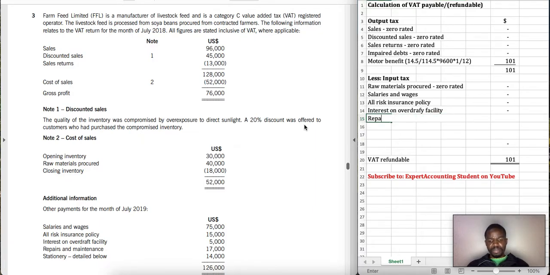Then we have repairs and maintenance. At 14.5 divided by 114.5 multiplied by 17,000, then we get 14.5 divided by 114.5 multiplied by 17,000.